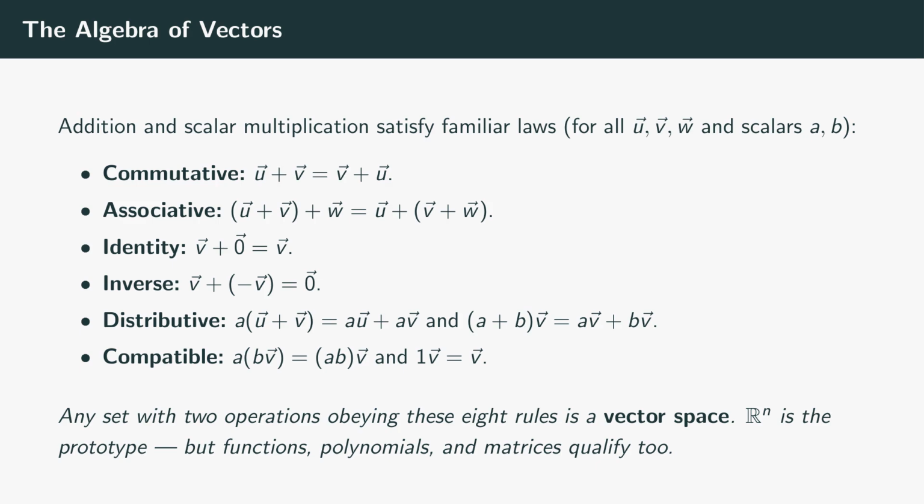Any collection of objects with an addition and a scaling that satisfy these 8 rules is called a vector space. Rn is the prototype, but the same rules are obeyed by spaces of functions, of polynomials, of matrices. Once you know the rules, the word vector stretches far beyond arrows, and that generality is where this course is ultimately headed.